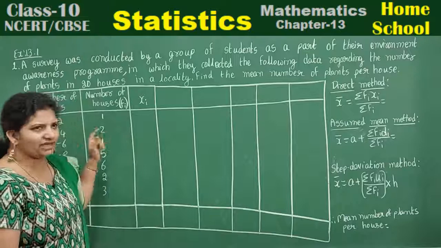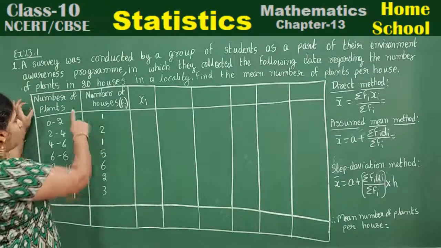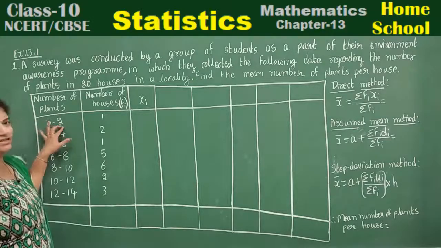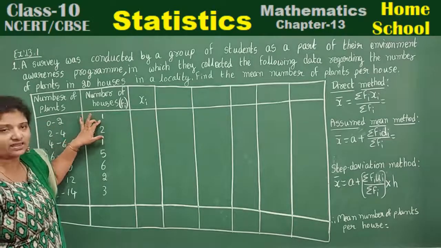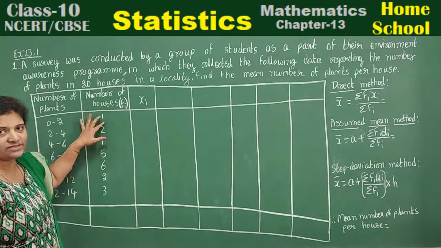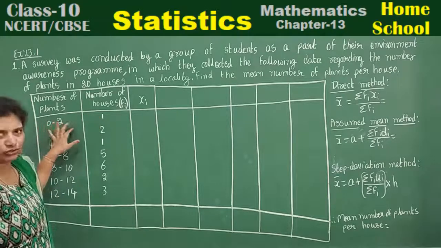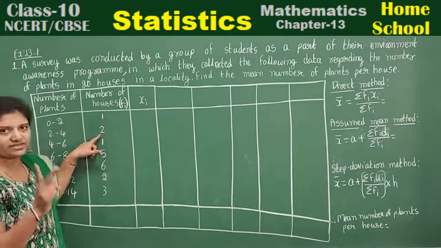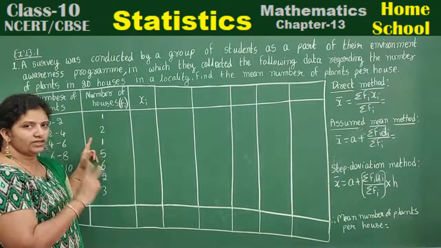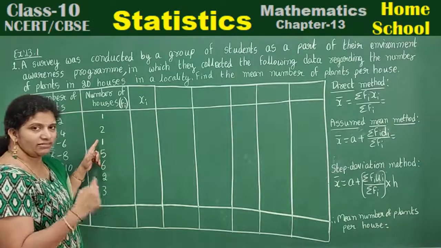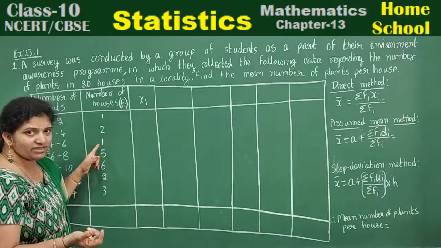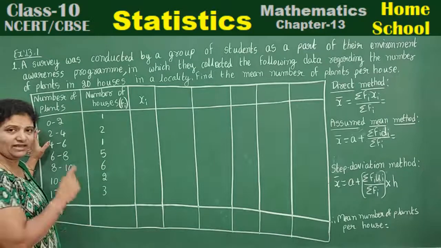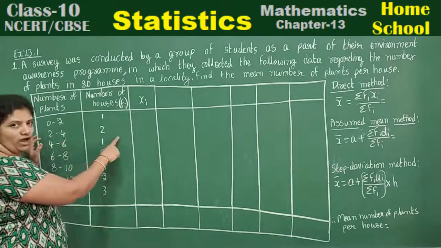What is the data they have collected? You can see here, number of plants, class interval given. 0 to 2 plants, how many houses? One house has plants between 0 to 2. 2 to 4 plants, in 2 houses. One house might be having 2, or one house might be having 3 plants, or they might be having 4 plants. And the class interval is 2 to 4, 2 houses.